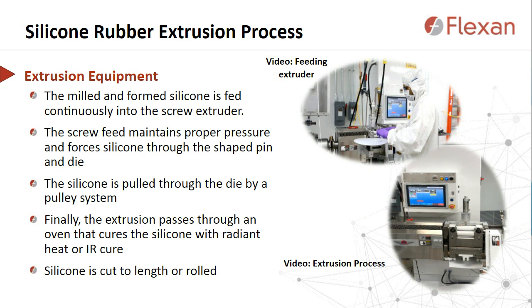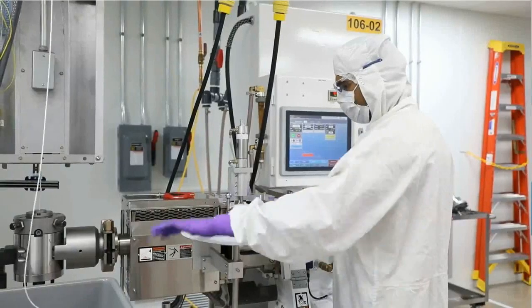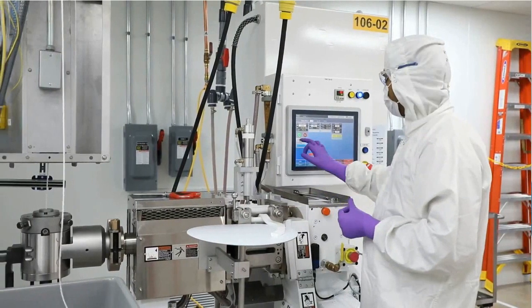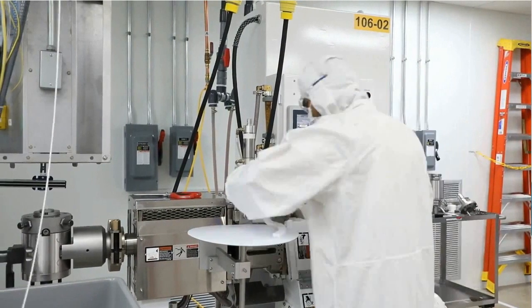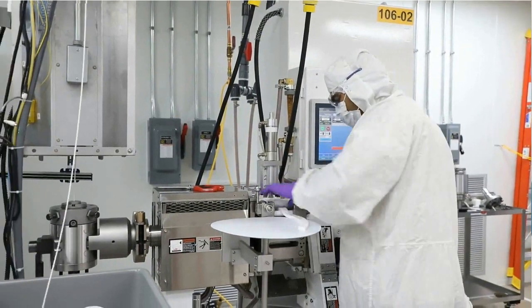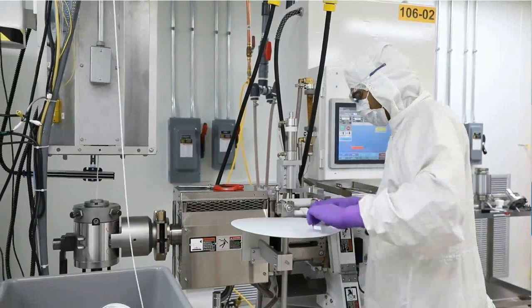We're going to show you a couple videos here. In this video, you will see a strip of silicone being fed into the extruder. The rectangular-shaped white strip is silicone going into the throat of a screw extruder.